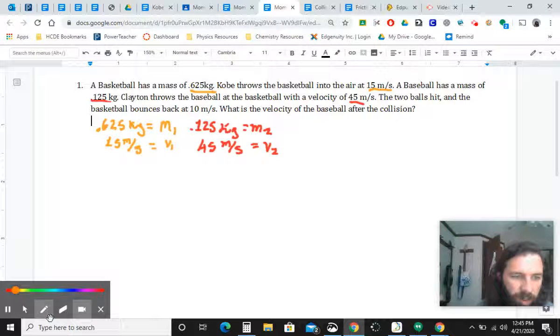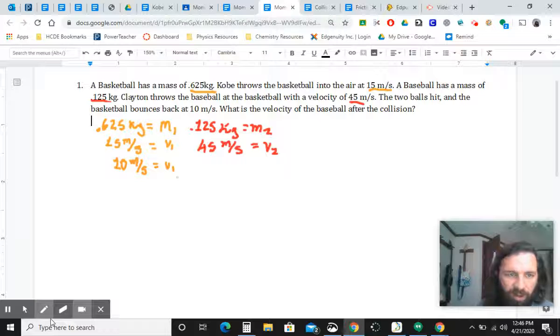So let's come over here and get orange again, and we're going to say 10 meters per second equals, well, what is it? It's a velocity, so it's a V. Number 1, because we're talking about the basketball. But look at this, we can't have two V1s here, right? I have two different numbers that both mean V1, so they've got to be a little bit different.